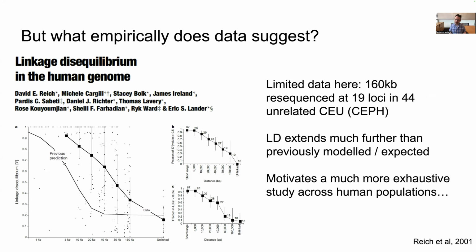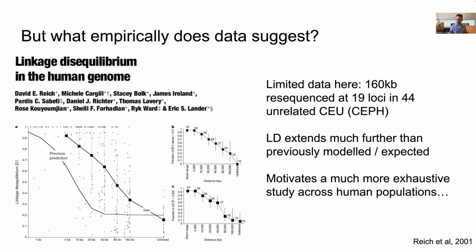A couple of years later, theory is great, but you really would like to have data to ground that theory. So what does the empirical data actually suggest about this? Well, in 2001, David Reich and colleagues generated some data to try to quantify the relationship between LD decay in the human genome. And this was only a small amount of data, 160 kb at relatively few sites in the genome, like 20 sites, in only 44 people.